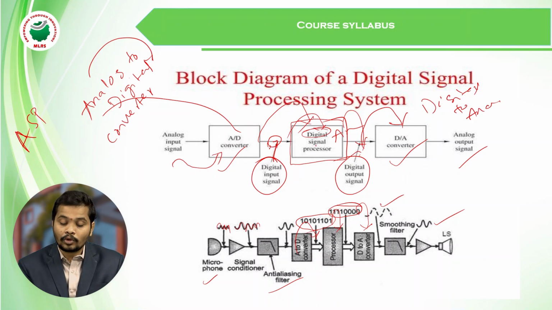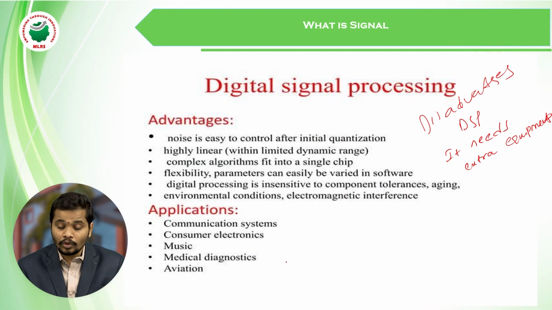If you want to use the digital signal processor, before that you have to use the A to D converter, and after that you have to use the D to A converter. So that is the problem. Coming to the digital signal processing disadvantage, the major disadvantage is that it needs extra equipment like A to D and D to A converters.